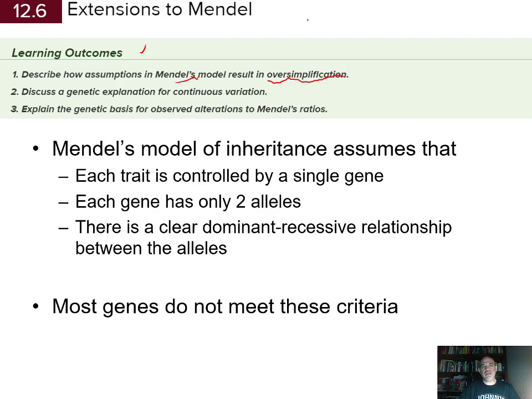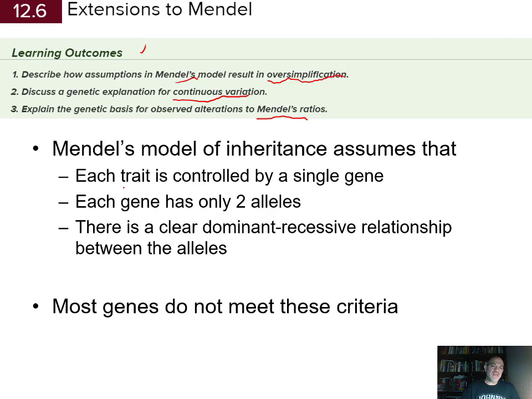So we're going to look at that, and the second objective is to discuss the genetic explanation for what's called continuous variation, and then explain the genetic basis for observed alterations of Mendelian ratios. Okay. Why do we sometimes get something different than a 3-to-1 or a 9-3-3-1 for something like a dihybrid cross? So Mendel's model of inheritance has some assumptions.